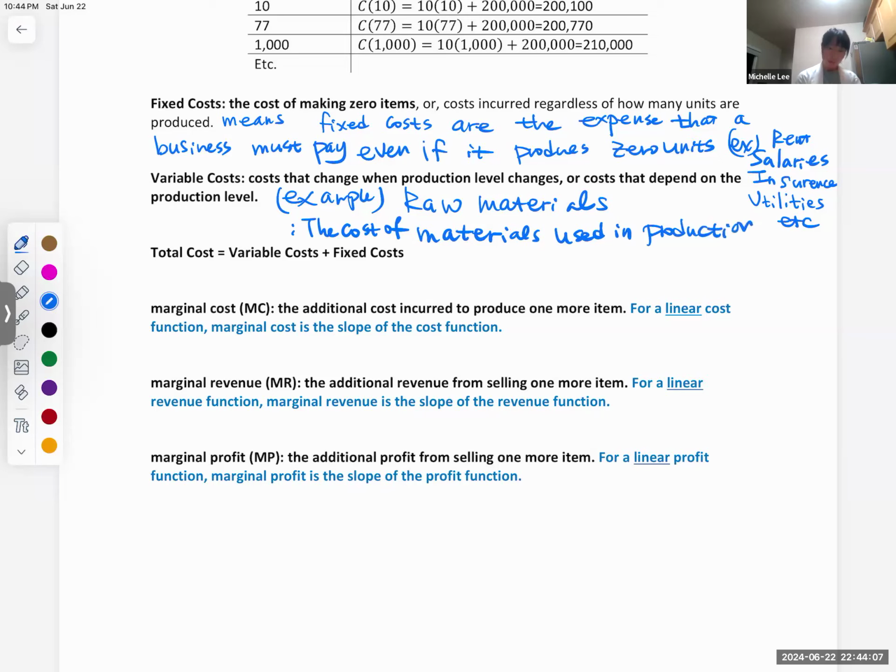So here, like direct labor. If they produce more, then they should hire more employees, and they should use more electricity or gas, water, garbage, right? So utility, and sales commissions.